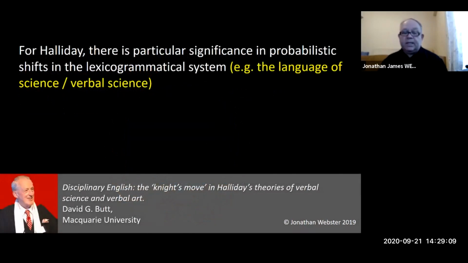So David Butt says this, Professor David Butt: For Halliday, there is a particular significance in probabilistic shifts in the lexicogrammatical system. When you say that it occurs with a novel intensity, it is something that occurs with a greater probability. The whole point of saying that the instances become the system is that the system defines this as the probability. This is the likely way you will speak.